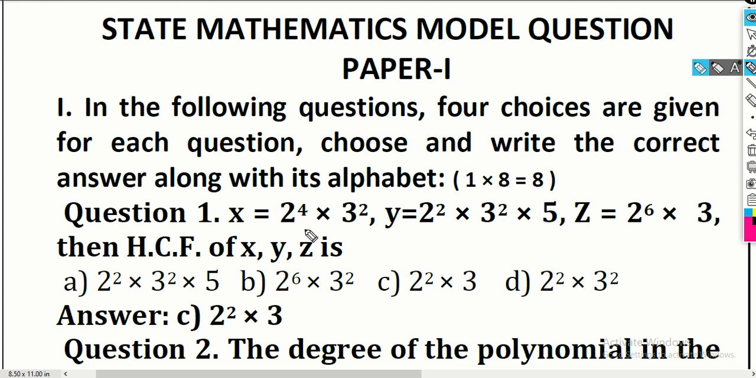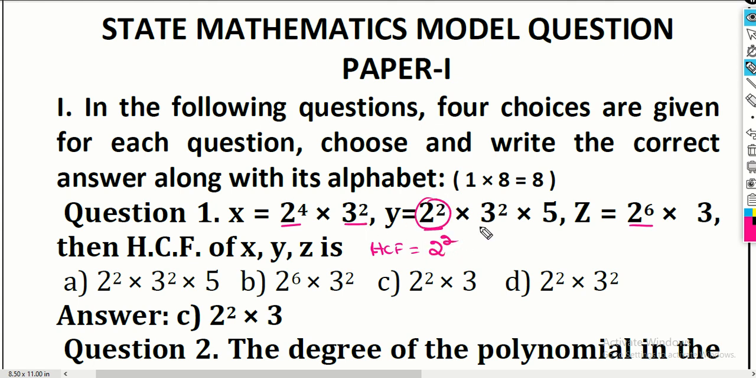x is equal to 2 to the power of 4 into 3 square, y is equal to 2 square into 3 square into 5, z is equal to 2 to the power of 6 into 3, and the HCF of x, y, z is. For finding the HCF, we have to take the least power of each factor, not the highest, that is for LCM. Here in x, y, z, the powers of 2 are 2 to the power of 4, 2 square, and 2 to the power of 6; the least is 2 square, so we take that.